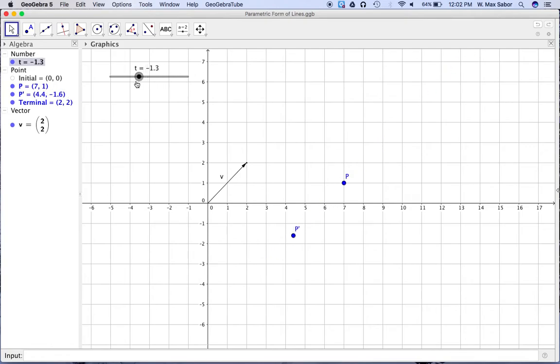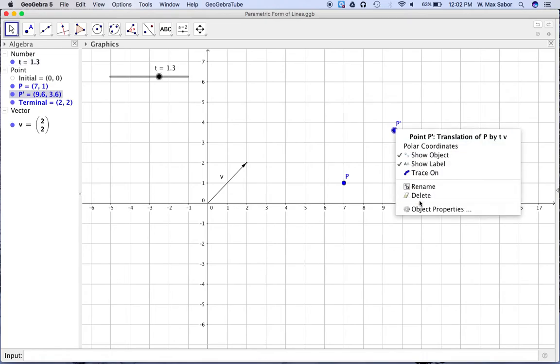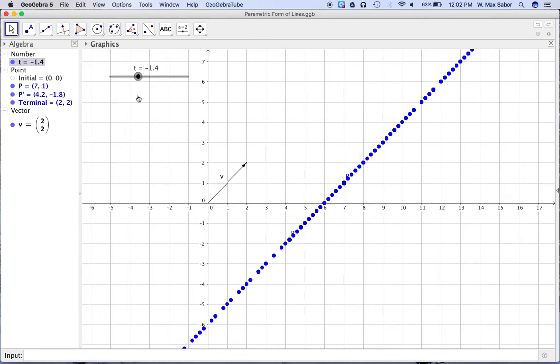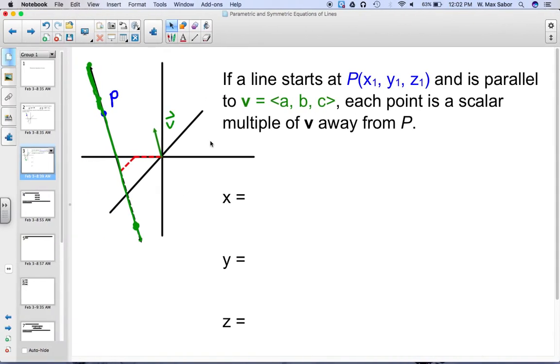So t is going to be a parameter because we're changing it, and essentially this traces exactly all the points that it goes through. All of these points that it goes through are on the same line. So here is the line described by all of those points. Okay. So what does that look like?